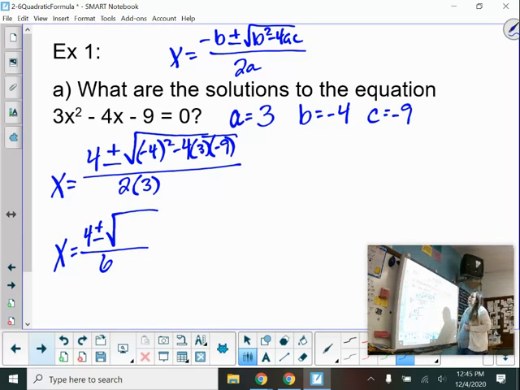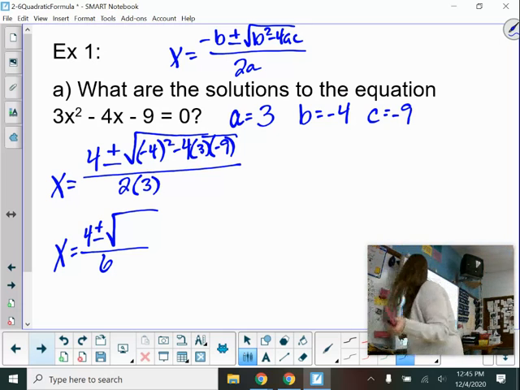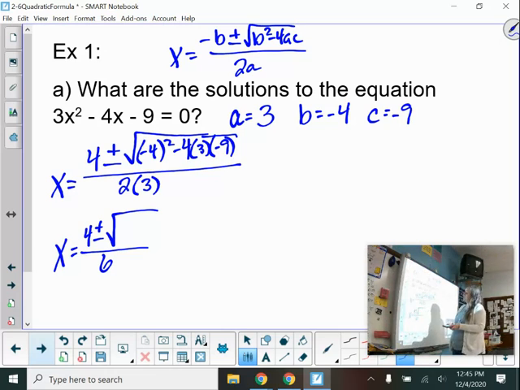So inside the square root, we have 16. And then we multiply these together, 36 and 3. This should be plus 108. So 16 plus 108. And I'm sorry, my brain is failing me right now, so I'm going to go ahead and get a calculator because it's been a very long day.